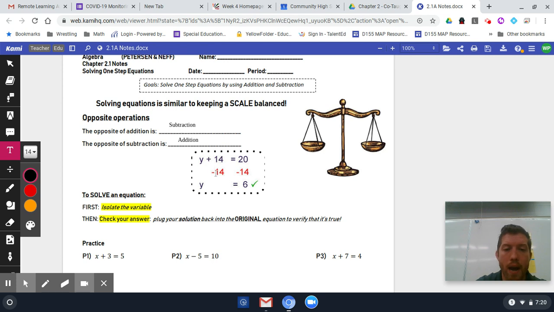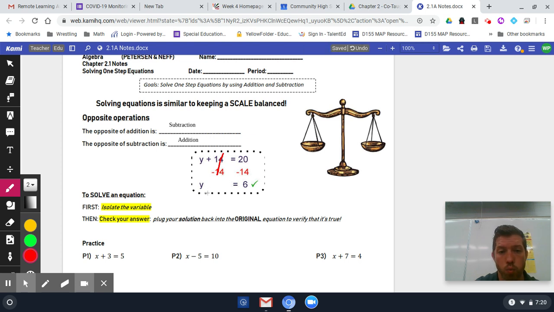So we subtracted 14 from both sides, which when we did that, these will cancel out, right? Because a positive 14 minus 14 is now 0. So all we have is y. And then 20 minus 14 is 6. So in this situation, we know that y equals 6. That's what equals each other.